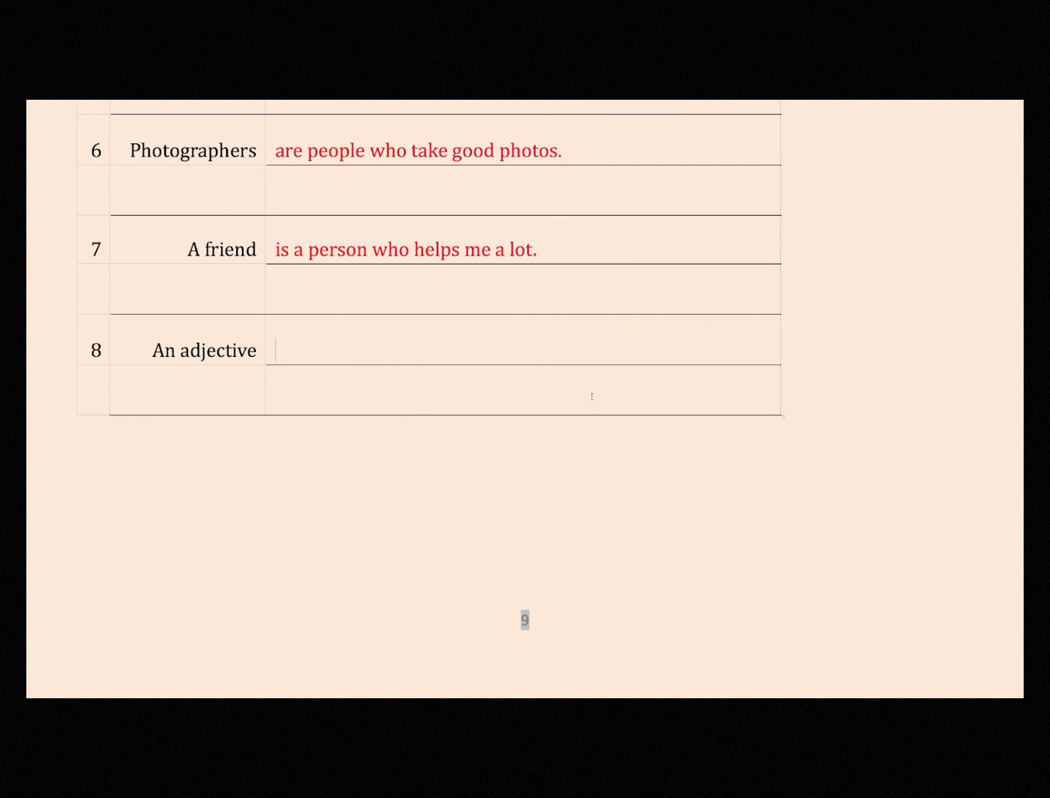Now for number 8, we talk about an adjective. Of course, an adjective, it's a word. And then for a word, I'm going to use which because it's a thing. So an adjective, it's a word which describes a noun. Again, we use which here because a word is a thing. And then for describes, I put an s here because a word is a singular form. That's why which is also a singular form. It's also a singular pronoun. That's why for the verb, I need to put an s. So the answer, an adjective, it's a word which describes a noun.